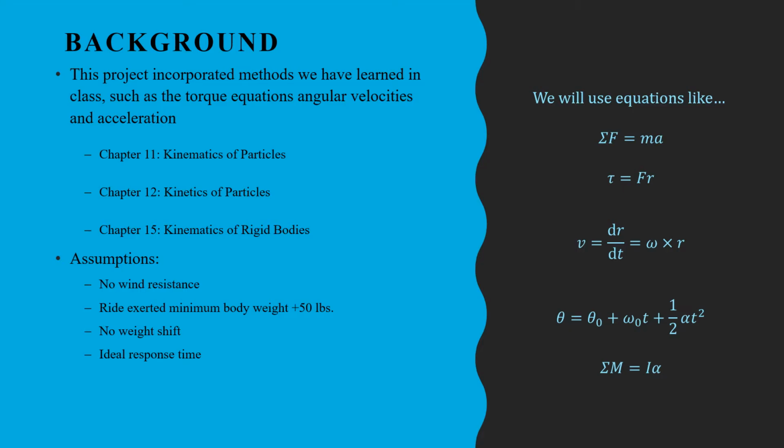To discuss the background of our project, we mainly used theories and equations from chapters 11, 12, and 15. The way that we were able to use these is through a tracking program, the software named Tracker. This tracking program allowed us to plot points on the rear axle and front axle of the bicycle and plot these positions with respect to time, frame by frame, through each of our recordings.